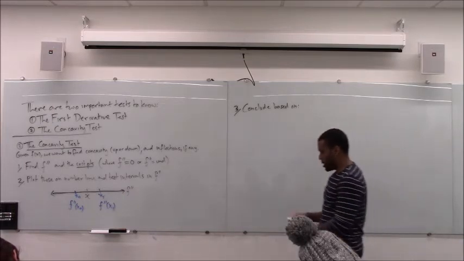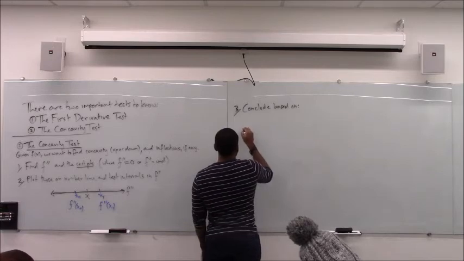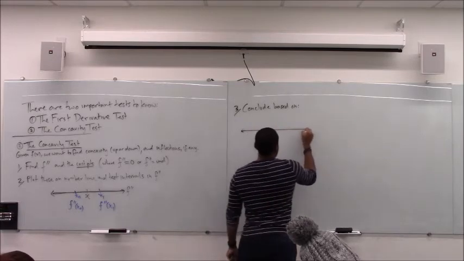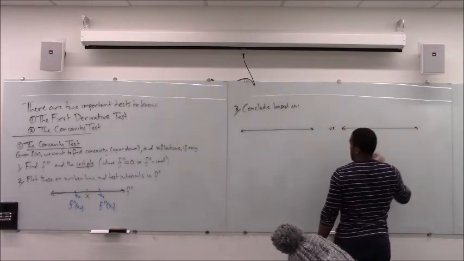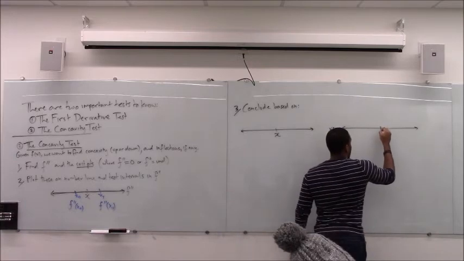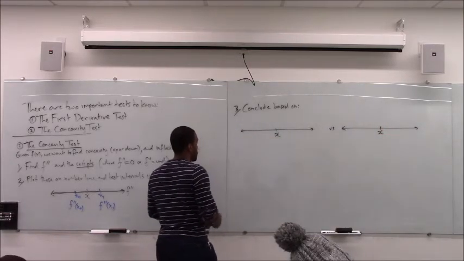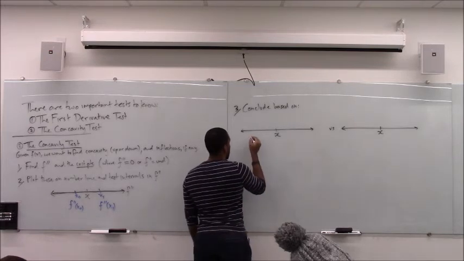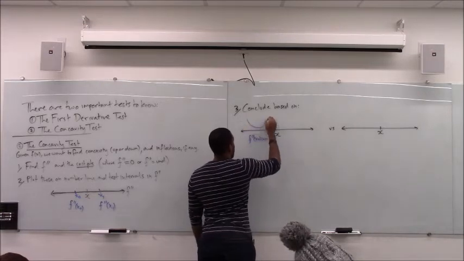So the third step would be to conclude based on the following. Again, here there are 2 situations that you would want to care about. So here are your x values. At these points, your second derivative is 0 or undefined. Now let's say you plug in a random number over here, and your second derivative is positive. What that means, concave up.